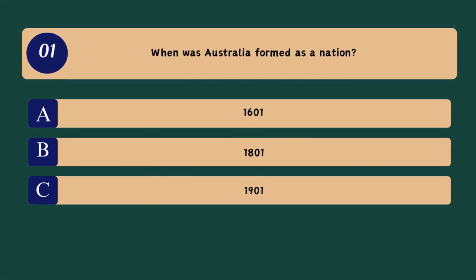Question 1. When was Australia formed as a nation? A. 1601, B. 1801, C. 1901.